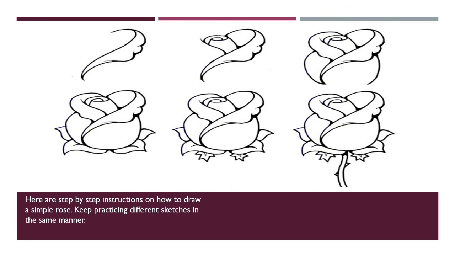Now here are some step-by-step instructions on how to draw a simple rose. As you can see on screen, this is step 1, this is step 2, this is step 3, and how they have added layers in each step. So if you look at a simple rose, it does look quite difficult to draw. But if you follow these steps, you will realize how easy it is to create something so beautiful.